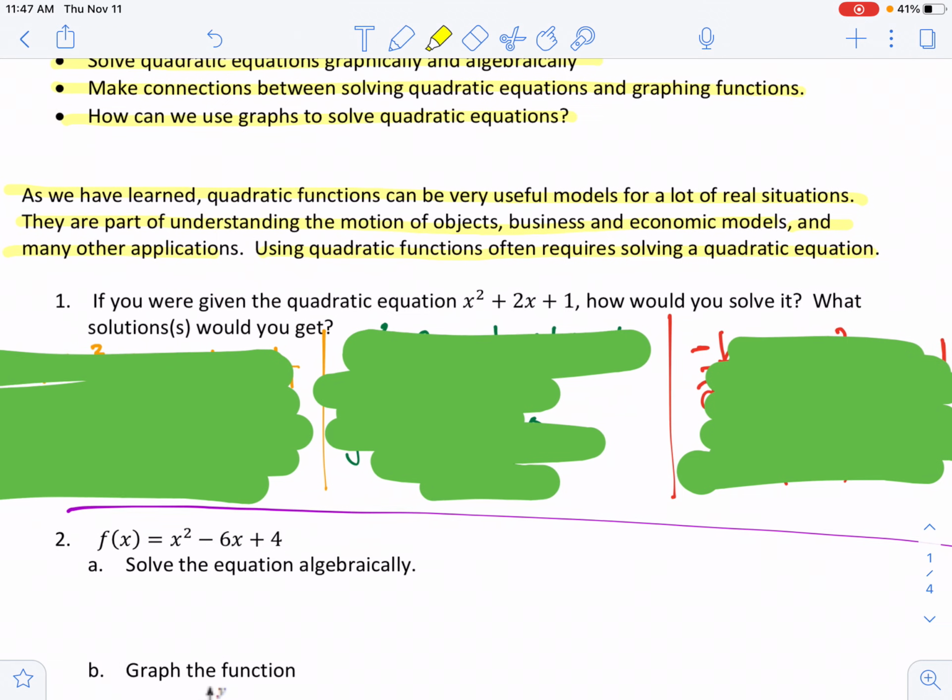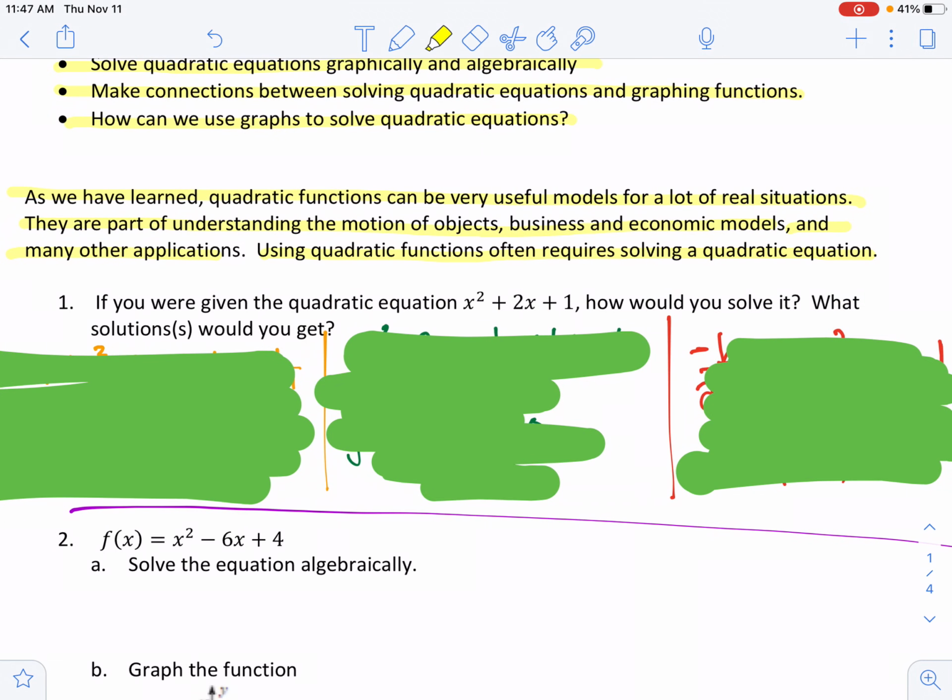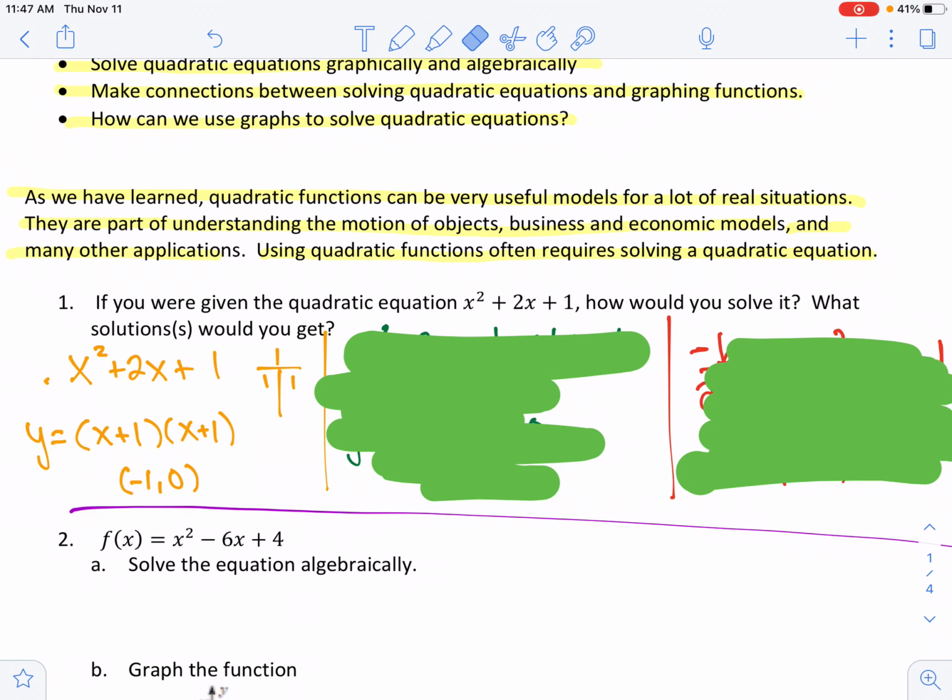If you were in class, I would have had you do this with your group using your own old skills, and there were 4 different ways that you could solve it. 1, you could pop it in your calculator and graph it, see where it crosses the x-axis. The other way, you could factor it, figure out what multiplies to make 1, but adds to make 2, and you would see that it's 1 and 1. And those are your x-intercepts, so you know it would cross the x-axis at -1, 0.